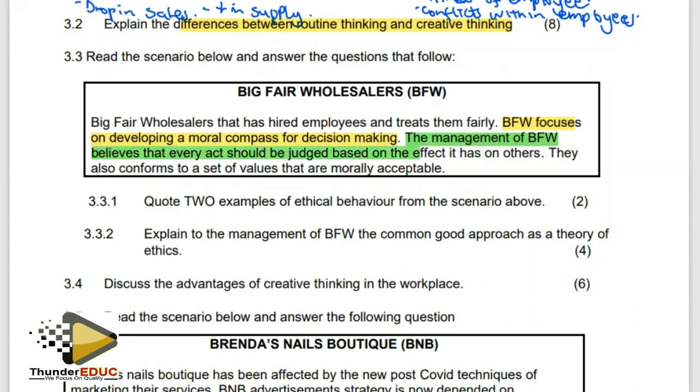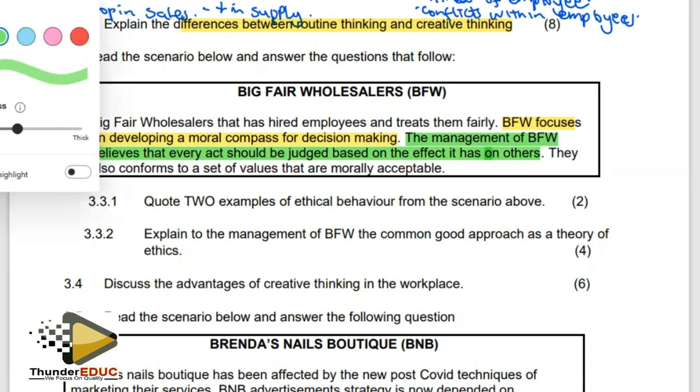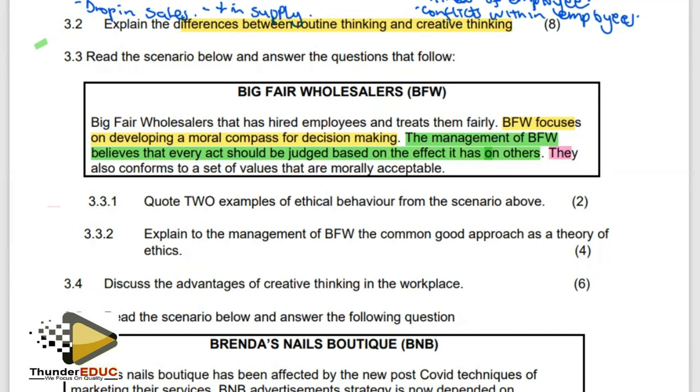Every act should be judged based on the effect it has on others. Look at this, very interesting. Besides that, they also conform to a set of values that are morally acceptable. Yes, in business, yeah. Let's look at what they need. What's the question? Quote two examples of ethical behaviors from the scenario.